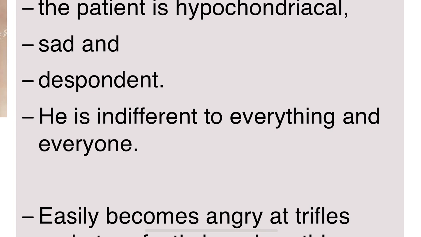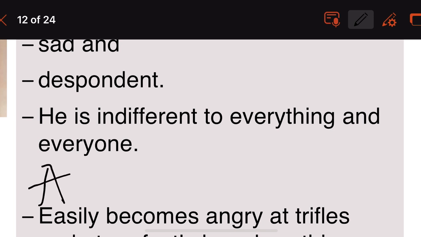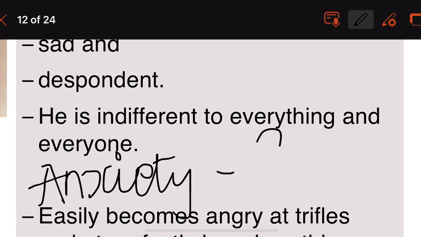And we also see the anxiety when the patient is alone, felt in the stomach. The patient also has anxiety, and this anxiety is felt in the stomach.